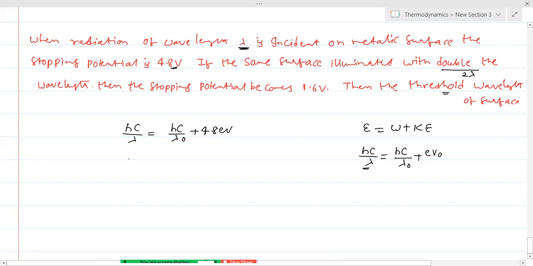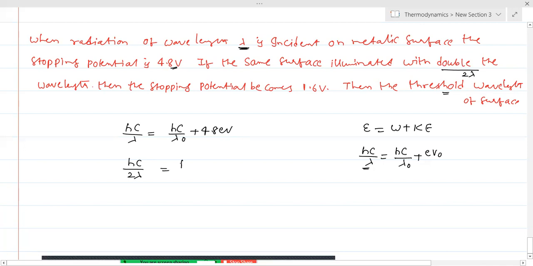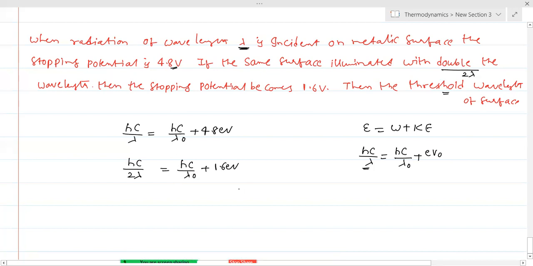electron volts. Similarly, we are taking hc by 2 lambda equivalent to hc by lambda naught plus the second case, which is 1.6 electron volts.